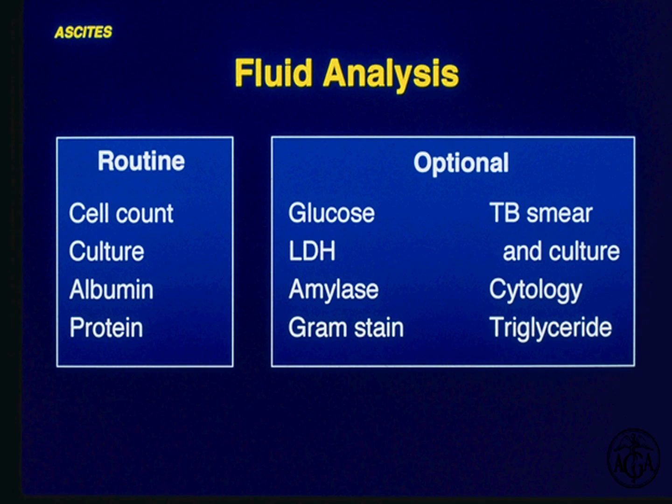The ascitic fluid should be analyzed with routine tests always done and some optional tests. The routine ones include cell count, RBCs and WBCs with differential, culture, albumin, and protein. The optional ones, depending on what you're suspecting: you can send for cytology if you suspect malignancy, or amylase if you suspect pancreatic disease, etc.